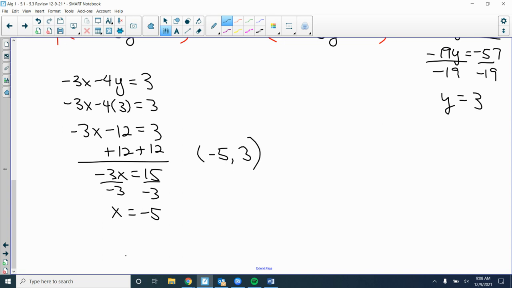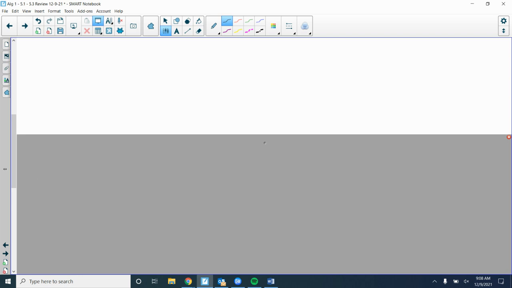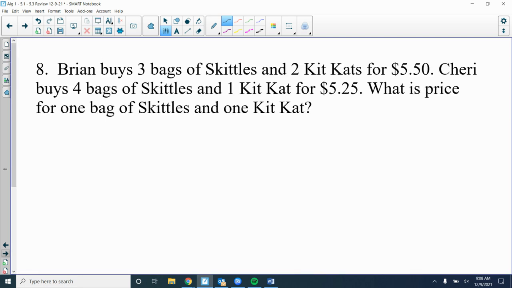Hey, when you're done, flip it on back. Actually, let's start with number 8 first. This is the word problem. Let's do that. Make sure we get that one back. All right, flip it over to the back. To make sure we get through, we're going to start with number 8. Now, before that, look at the directions. For 5 through 7, it says use either substitution or elimination. It doesn't matter which one you use. We'll get to those.